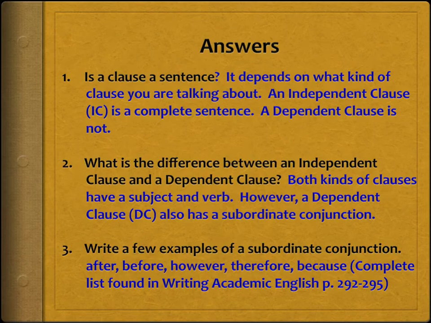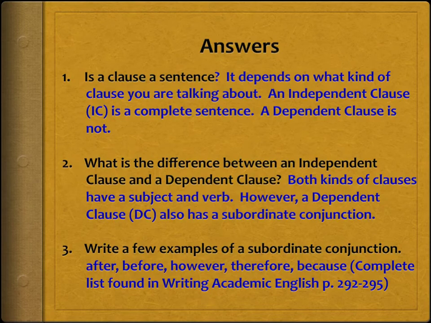Here are the answers for the questions. Hopefully you have written yours down and you're just checking them. Is a clause a sentence? It depends on what kind of clause you're talking about. An independent clause, IC, is a complete sentence. A dependent clause is not a sentence. Remember, this is the real problem area. You really want to nail what is an independent clause and what's a dependent clause.